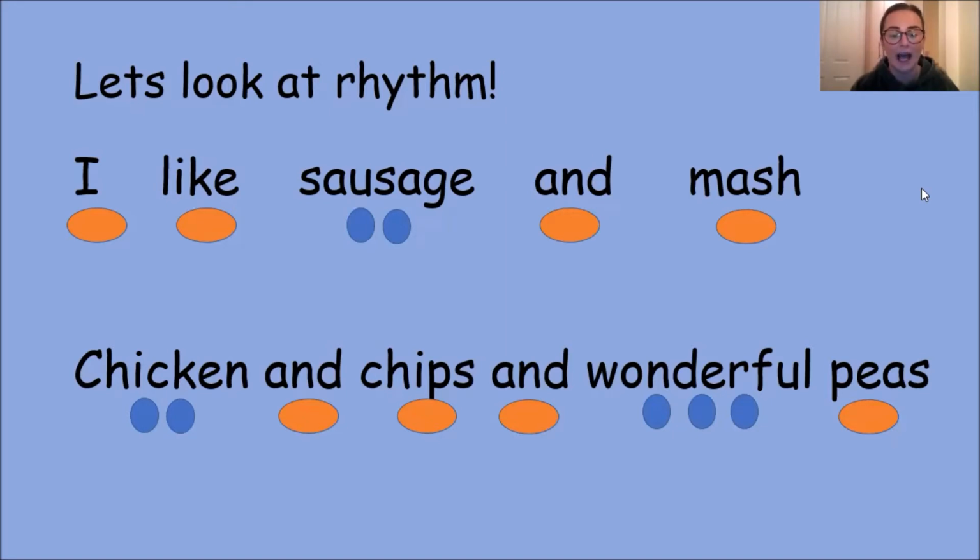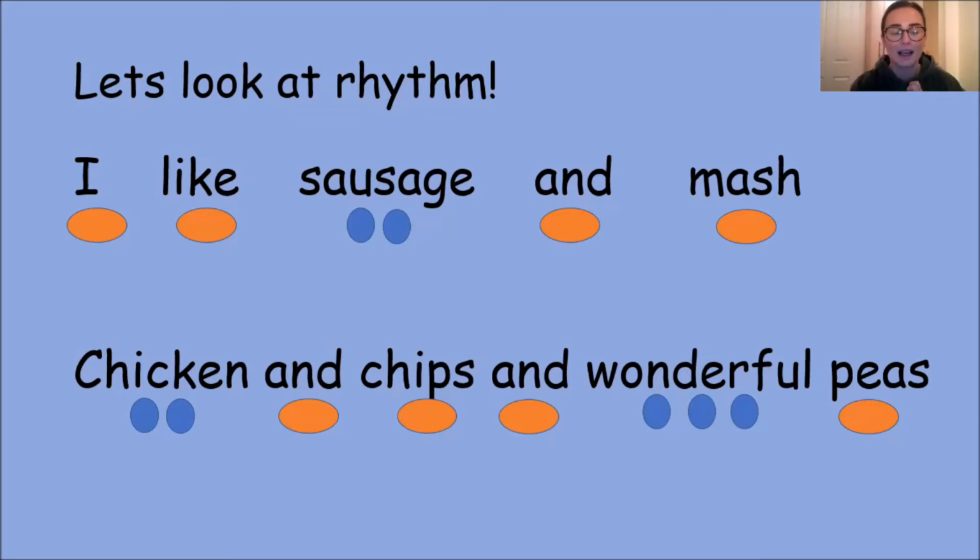We've got chicken and chips and wonderful peas. So we've got some of those short sounds, and we've also got some of those long sounds as well. Especially here, where we've got wonderful, we've split this up into three short sounds for those three syllables. Wonderful, wonderful. Okay, so if we have a go at this one, it would sound like this. Chicken and chips and wonderful peas.